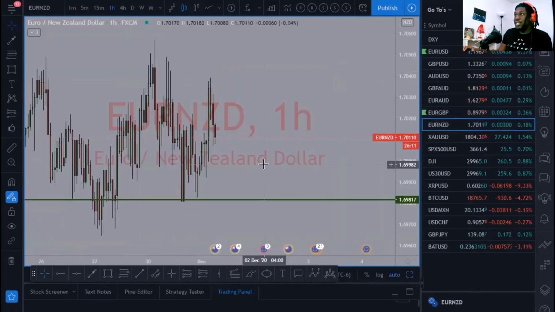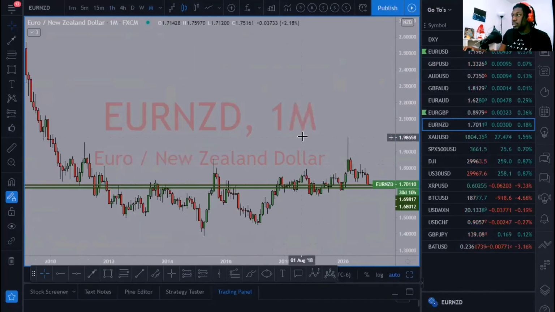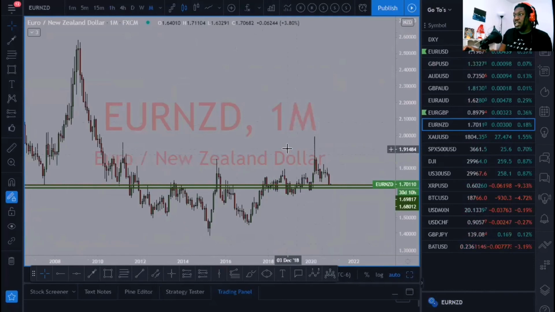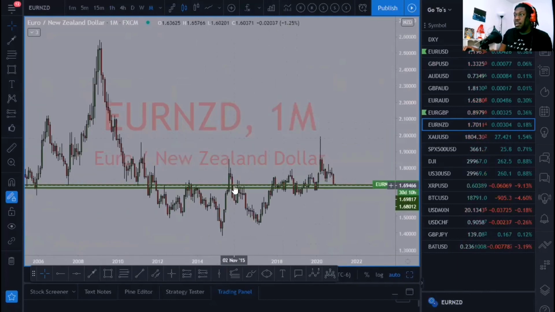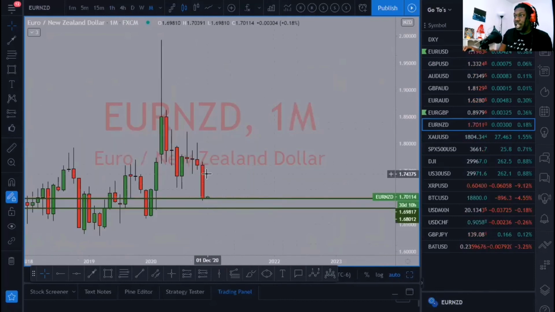Going over to Euro NZD. Okay, so Euro NZD gave us this monthly close at the support. I actually had to readjust this. Before I had it up here, but I had to readjust the support. But as you guys can see, this is where the candle closed on here. This is a very bearish monthly candle.